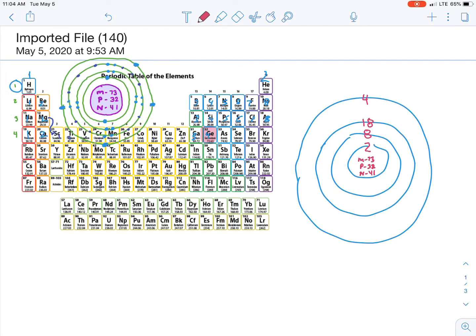So that's it for your Bohr model. Remember, next time you get bored, try the Bohr model.